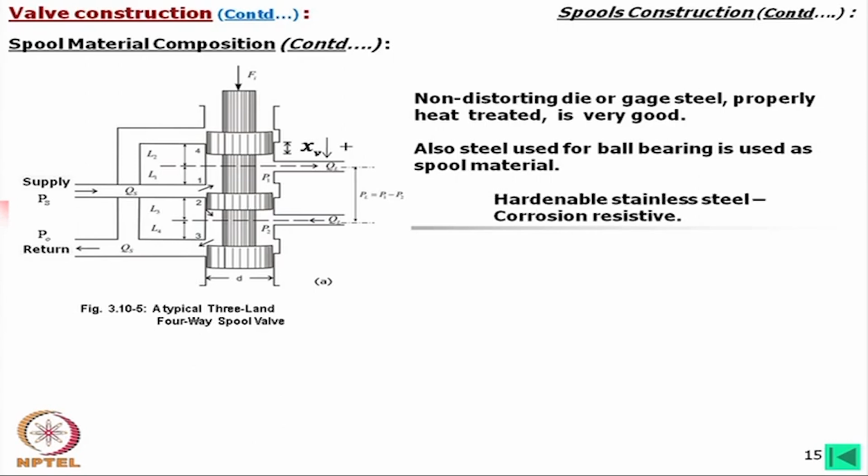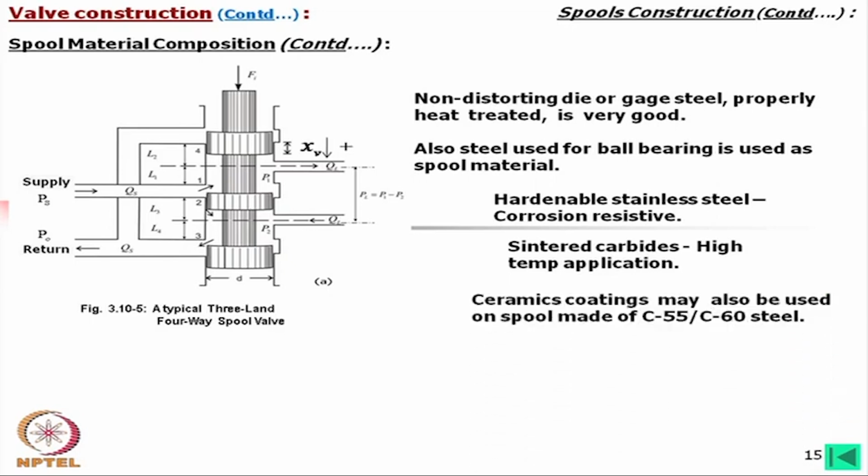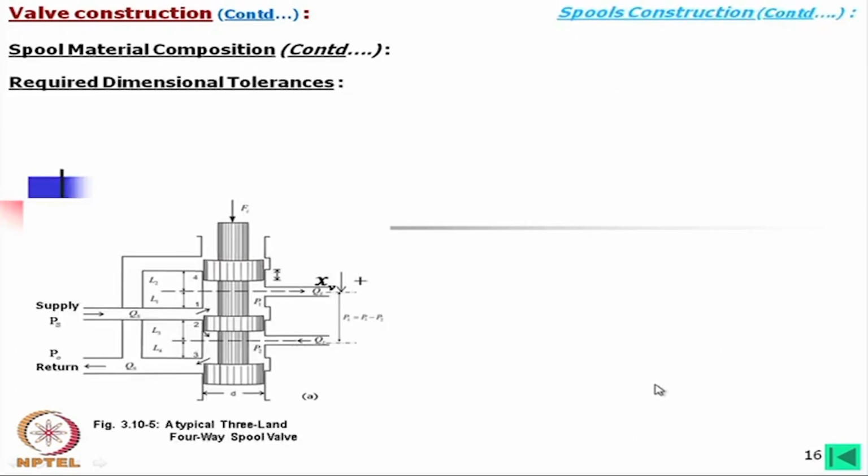Hardenable stainless steel is corrosion resistive, so that also can be used. Sintered carbides are used for high temperature applications. Also, we can use relatively high carbon steel, say C45, C60 with ceramic coating on it. Nowadays, coating technology has developed so much. So, weak material and then coating may also be used, that may reduce the cost in mass production.